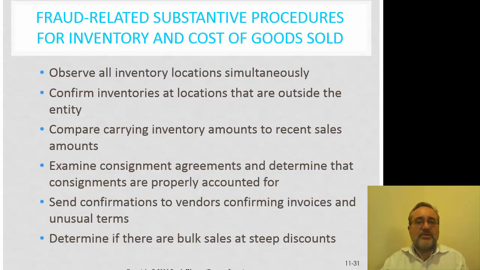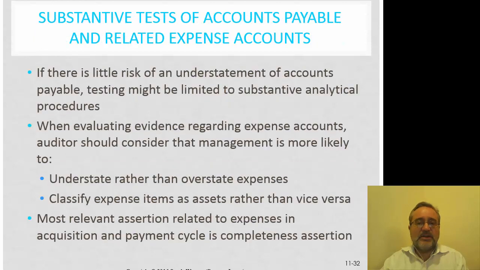Confirm inventory at locations that are outside the entity. Compare the carrying value amount to recent sales. This would be an analytical procedure. Examine consignment agreements. Send confirmations to the vendor to confirm invoices and unusual items, and determine if there are bulk sales at steep discounts. Now we're looking at accounts payable and other related expense accounts.